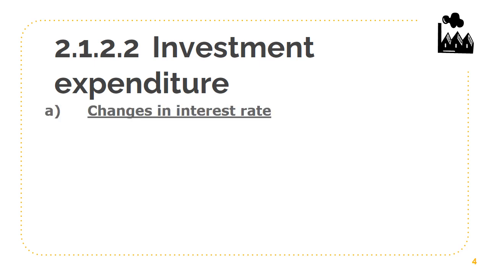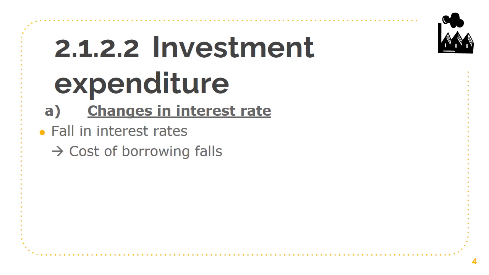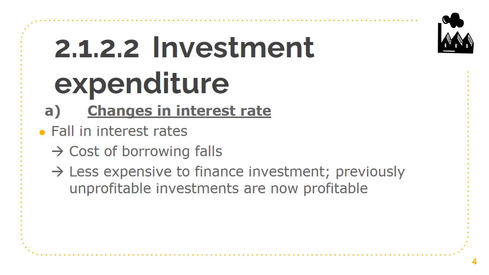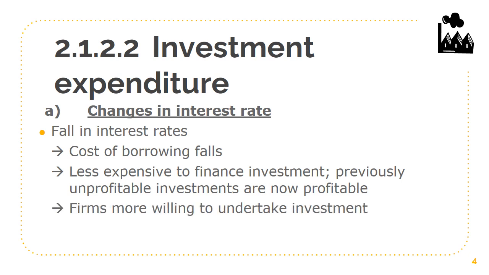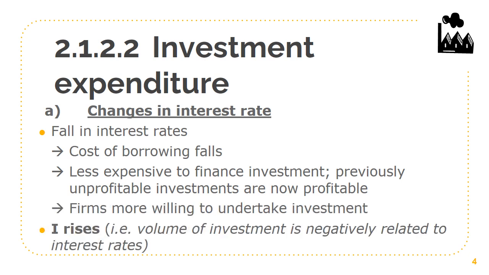Once again, we see interest rates as one of the factors affecting investment expenditure. A fall in interest rates would signal a fall in cost of borrowing, making it cheaper to undertake investment. This also means that the cost of investment is lower and investments which were previously unprofitable now become profitable. As a result of this rise in profitability of investment, firms are more willing to undertake investment and hence investment expenditure rises and AD rises.